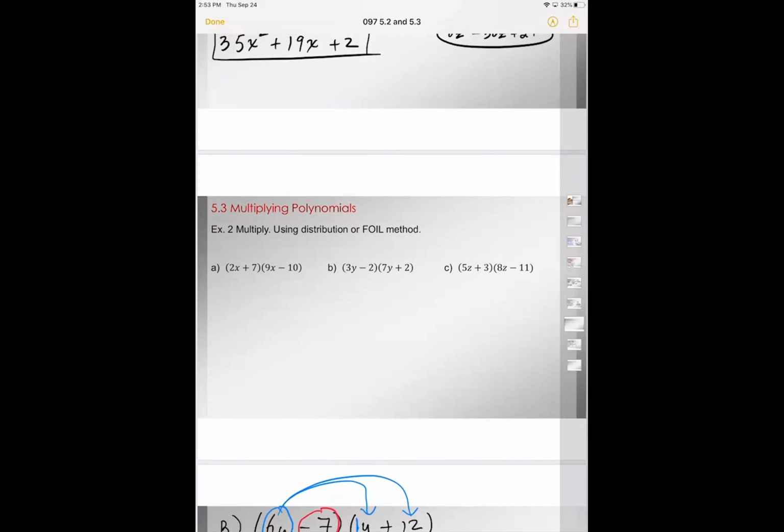The FOIL method basically tells you that you take the first term, this is your first times the first, and then the outside number times the outside number, and the inside number times the inside number. That's what FOIL is: first times first, outside times outside, inside times inside, and last times last.